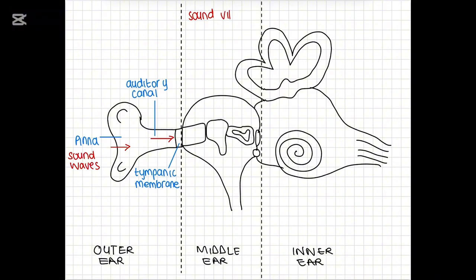So we note that down. Just keep it in mind that we have sound waves in the outer ear and sound vibrations in the middle ear. Again, what's happening here is that the tympanic membrane is directing sound vibrations to the middle ear, particularly the ossicles.